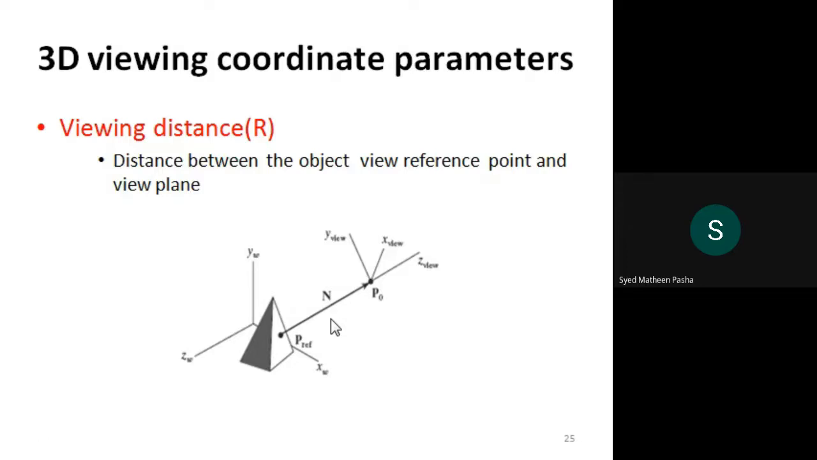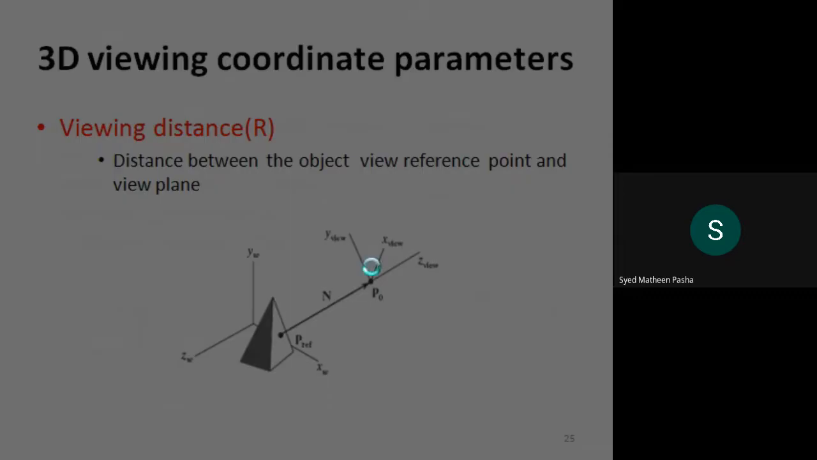So this is about viewing distance. A viewing distance is basically represented by r. So this is another parameter with respect to the 3D viewing coordinates.